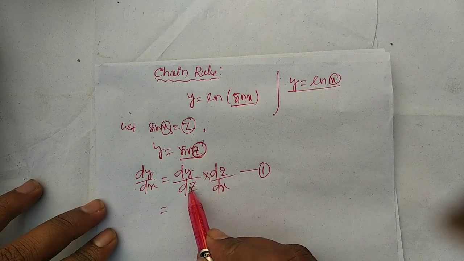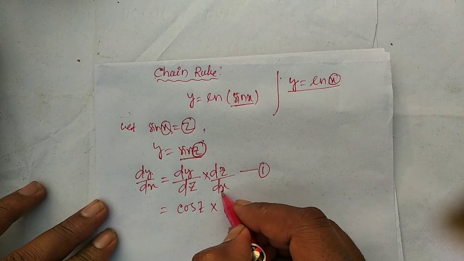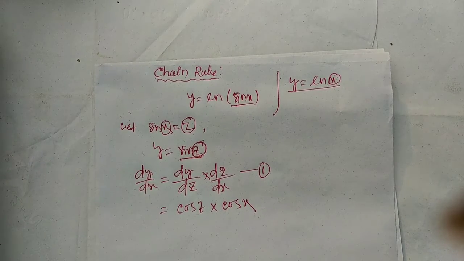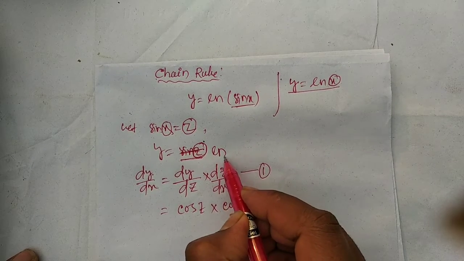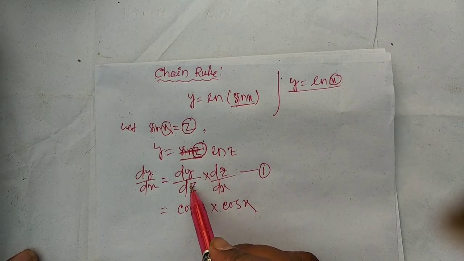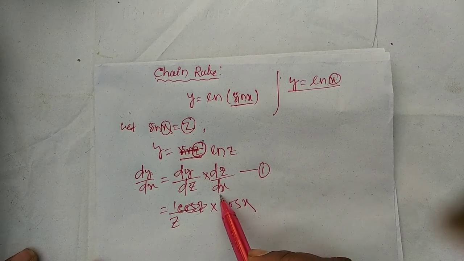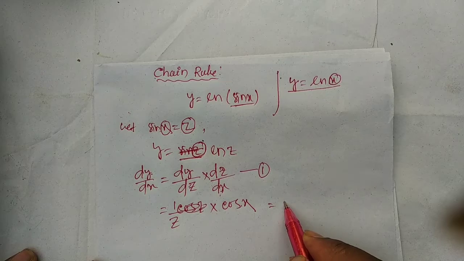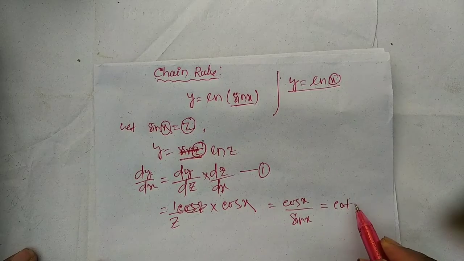Okay. So how do we find it? Observe here, dy by dz will be how much? Sorry, here there is one mistake. This will be ln z. So the derivative dy by dz will be 1 upon z, or 1 by z. Then dz upon dx, where z is sin x, will be cos x. What is the value of z? Sin x. So put here cos x by sin x. So the derivative will be cot x.